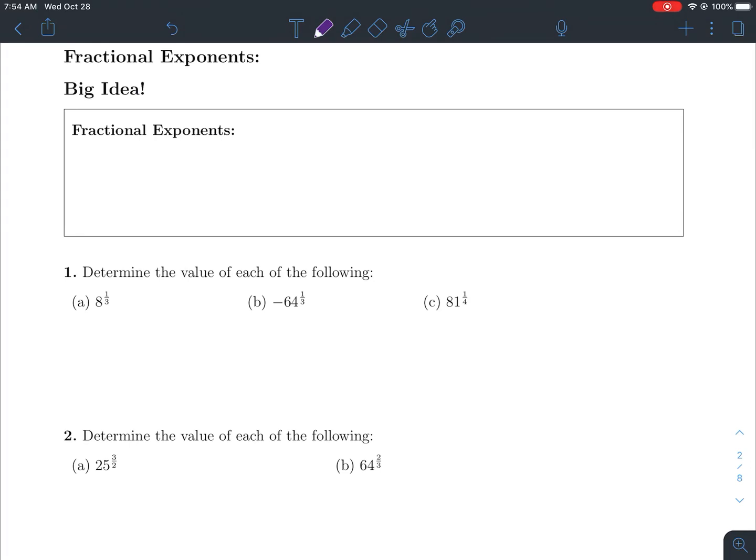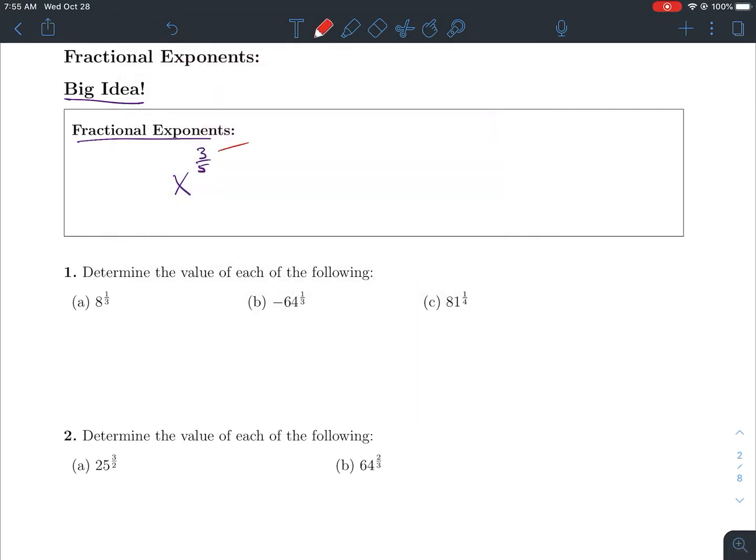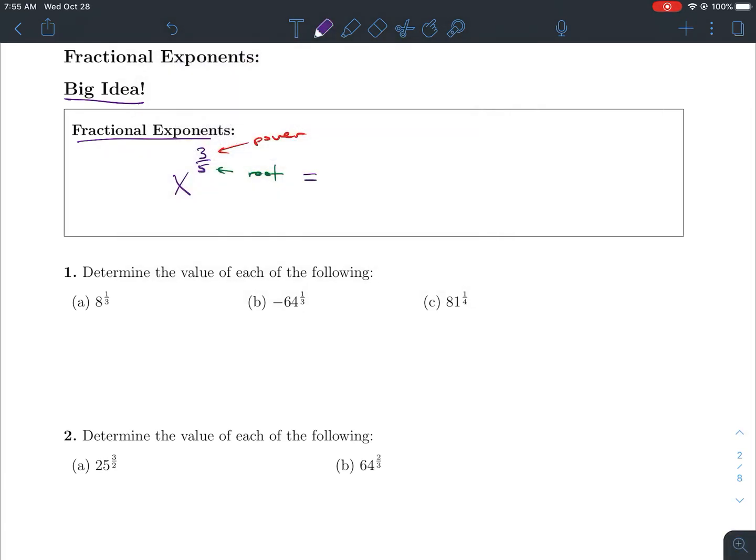All right, so here we go. We're going to start with the big idea. What we've been working towards is this conclusion. Basically, if you have x to any fraction, let's say the 3/5 power, the number on top will tell you what power we're going to be raised to, and the number on the bottom will tell us what root we're going to have. There's an easy way to remember this, but just writing down the answer, it's going to be the 5th root, because the root is on the bottom, and then x to the 3rd power.